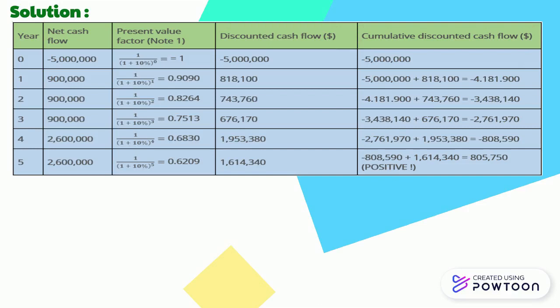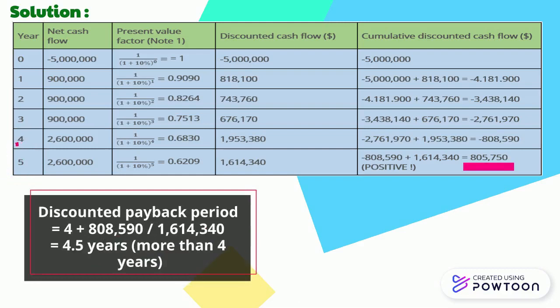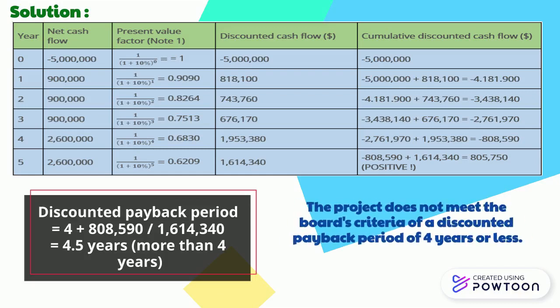Since the cumulative discounted cash flow for year 5 is positive, we know that the discounted payback period equals 4 plus 800 and 8,590 over 1,614,340, which equals 4.5 years, which is more than 4 years. Hence, the project does not meet the criterion of a discounted payback period of 4 years or less.